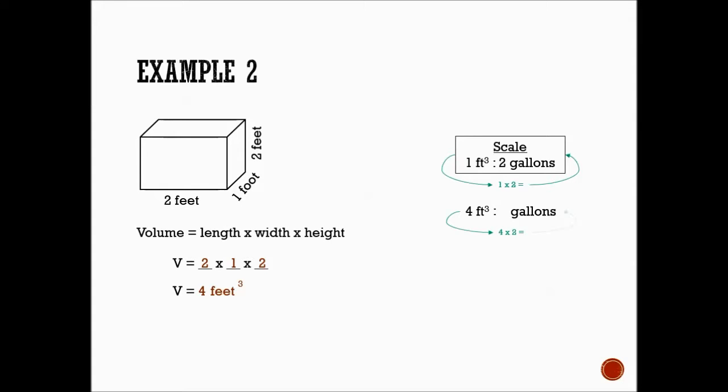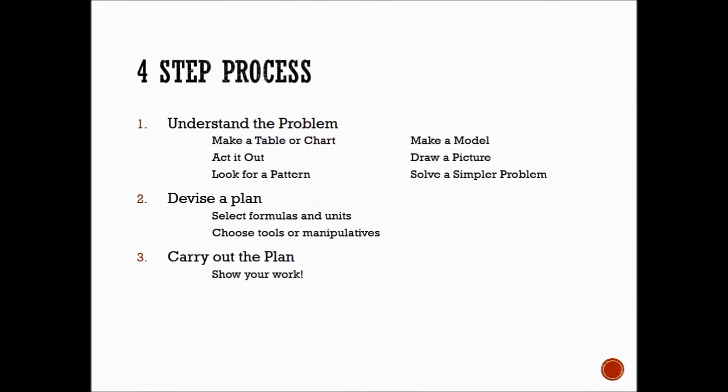So 4 times 2 equals 8. This tank holds 8 gallons of water. Now on this problem, we didn't follow the 4-step rule exactly. Sometimes it's helpful to plan your problem and work through your problem as you're planning it.